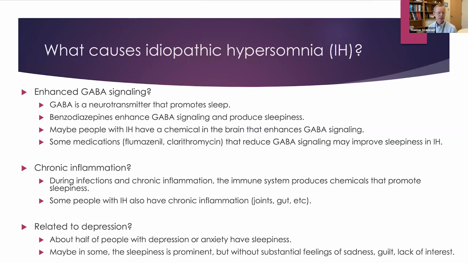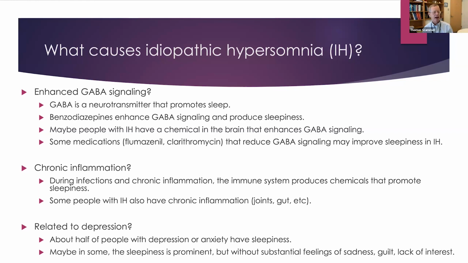The one that's actually received the most attention and scientific research is that maybe there's an enhancement of GABA signaling. You might be familiar with this idea of GABA. It's a neurotransmitter in the brain, and GABA promotes sleep. So the main sleep promoting neurons use GABA to turn off other brain regions. Benzodiazepines like Valium and so forth enhance GABA signaling, and they make you feel sleepy. And in fact, other insomnia medicines like Zolpidem also enhance GABA signaling too.